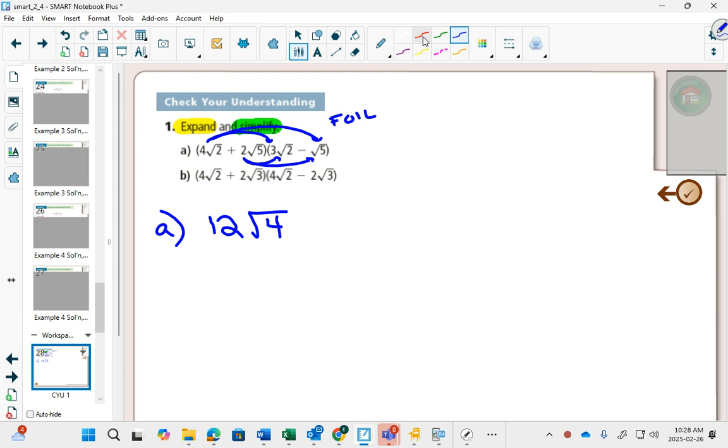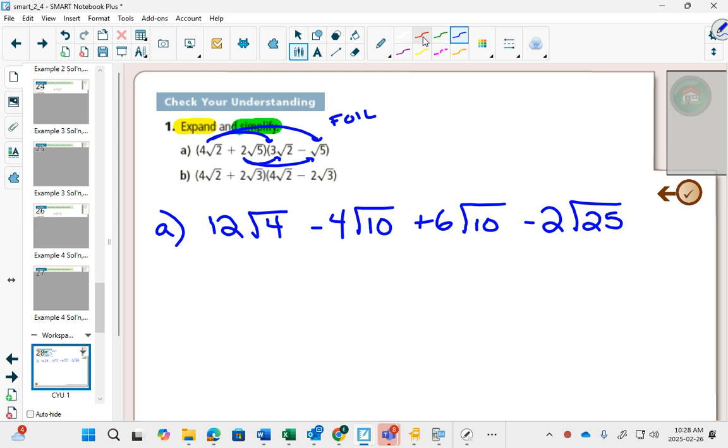So when I multiply radicals, I multiply the numbers out in front, so 4 times 3 is 12. And I multiply my square roots, and square root of 2 times square root of 2 is just 2, but I'll write it as square root of 4 for now. Next one, 4 times a negative 1 will be negative 4, and root 2 times root 5 will give me root 10. My inside ones, 2 times 3 is 6, and root 5 times root 2 gives me root 10. And finally, a 2 times a negative 1 will give me negative 2, and root 5 times root 5 is root 25.